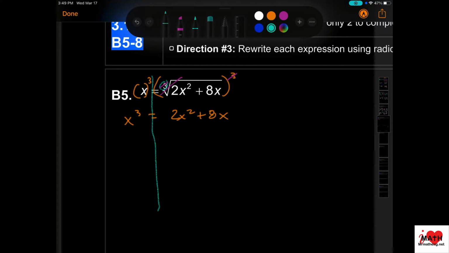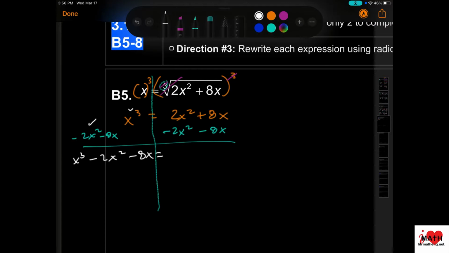Okay, so I want to solve this. Solving polynomials means finding the x-intercepts. Finding x-intercepts means the x is some number when y is equal to 0. So what does that mean? You just want to make each side equal to 0. So I'm going to move all of this to the other side. And notice these are not like terms, so you can't combine them, but you kind of want them in order. So you'll get x cubed, then negative 2x squared minus 8x.